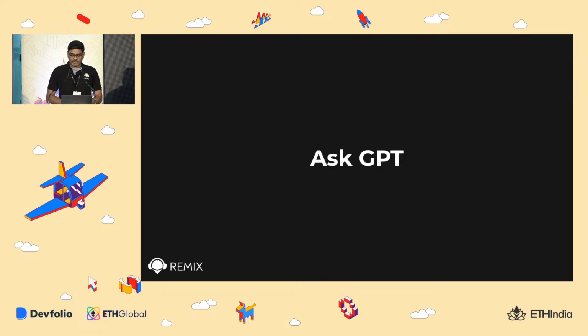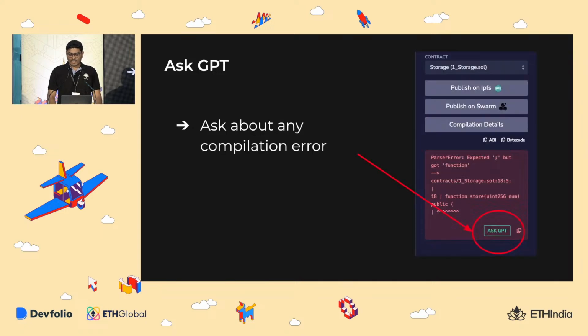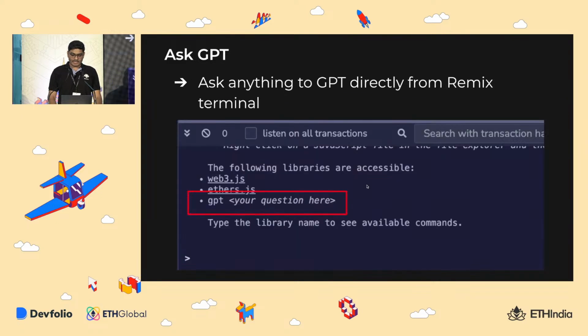Moreover, when we do development nowadays, beyond Stack Overflow, we just go and ask ChatGPT. So you can ask things to ChatGPT directly from the Remix IDE. If you are getting any compilation error in your contract, you can click on this Ask GPT button, and it will get the answer for you. If you see these green boxes, it also shows you how you can fix your code, and that is happening within the Remix IDE itself. That can be quick when you are doing things during the hackathon.